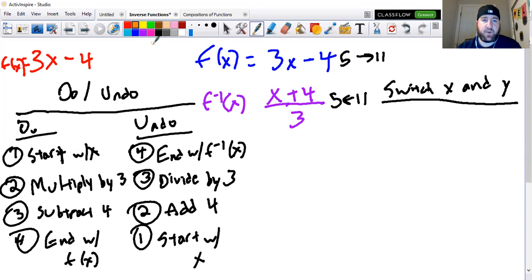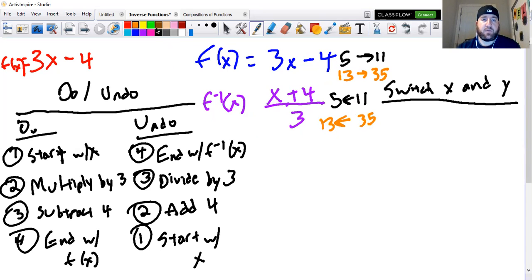Let's get a little bit of a weird number going on here. Let's get 13. Why not? Okay. So I'm gonna plug in 13. 3 times 13 is 39, minus 4 is 35. So if I plug in 35 here, again, I should get 13 as my answer. 35 plus 4 is 39, divided by 3 is 13. So that works out as well.